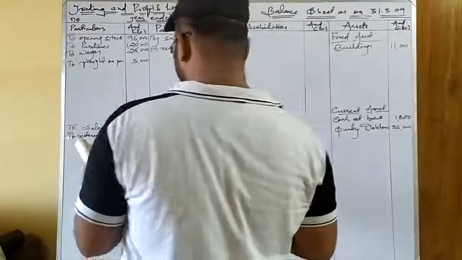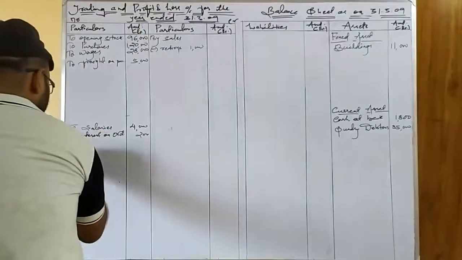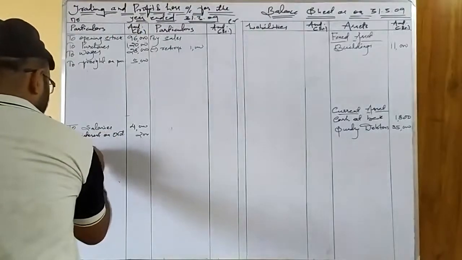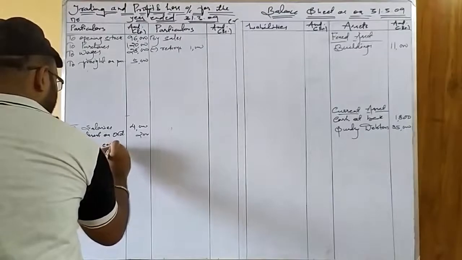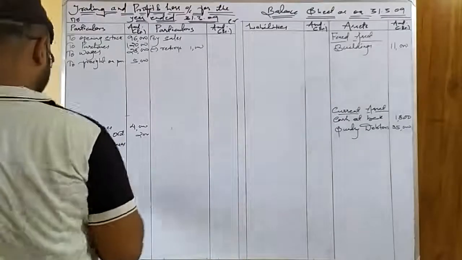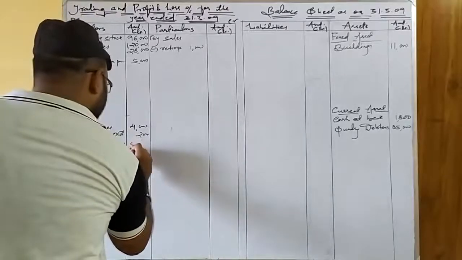Next item is office expenses. The name says office expenses, means indirect expenses. So we will write here to office expenses. So office expenses are worth 5,500.